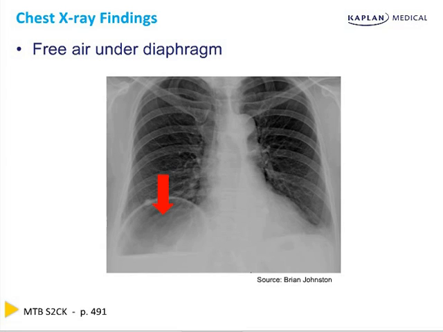This can best be appreciated by seeing the appearance of an air bubble under the right hemidiaphragm, as is depicted by the arrow. Remember that an air bubble under the left hemidiaphragm is expected because that's where the stomach lives.